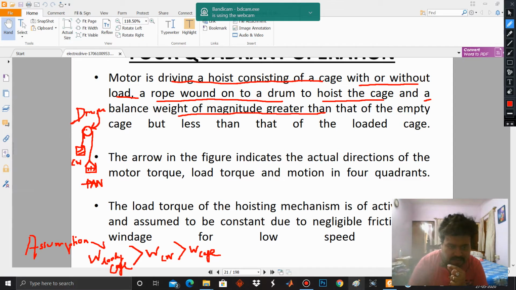Throughout the analysis you have to remember this assumption. So this will be your assumption: the weight of the loaded cage is greater than the weight of the counterweight, which is greater than the weight of the empty cage. This assumption you have to keep in mind. And the arrows in the figures indicate the actual directions of the motor torque, the load torque and the motion in all the four quadrants.